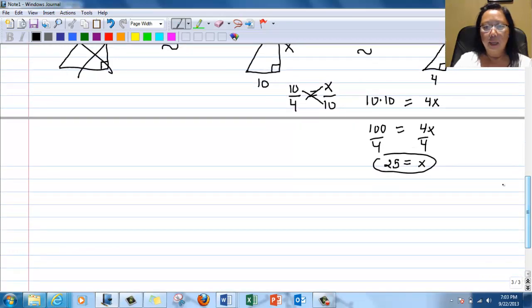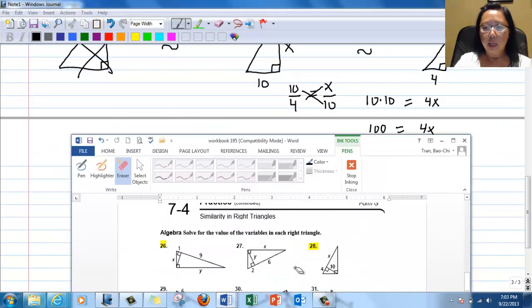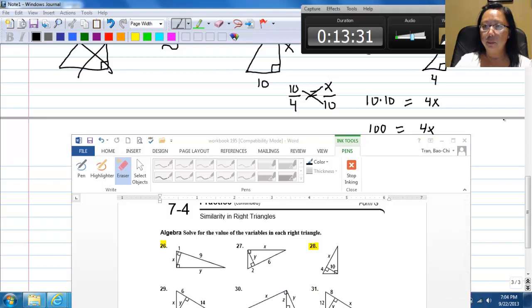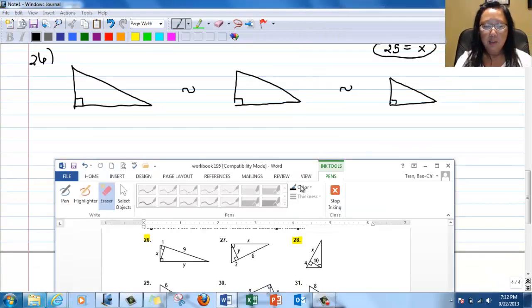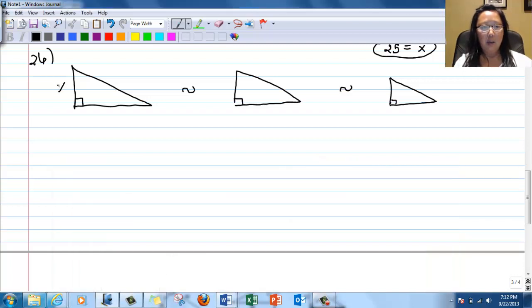Okay? All right. The last problem is number 26. I want you to go ahead and pause me and separate the 3 triangles on your own and unpause me. All right, so notice here the large triangle. X is here, Y is here, and then this whole side goes from 9 all the way to 1. How long is this whole thing? 10, that's right. X, Y, and then 10. So I'm going to put X here, Y, 10.